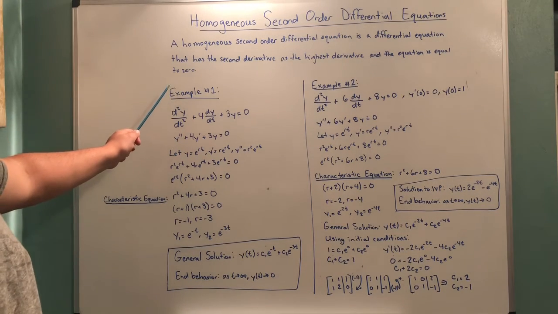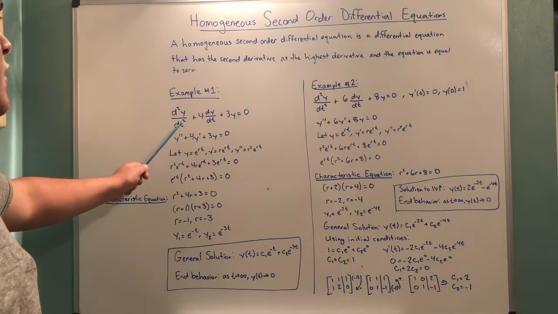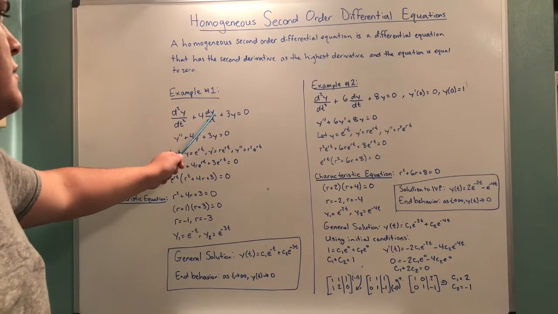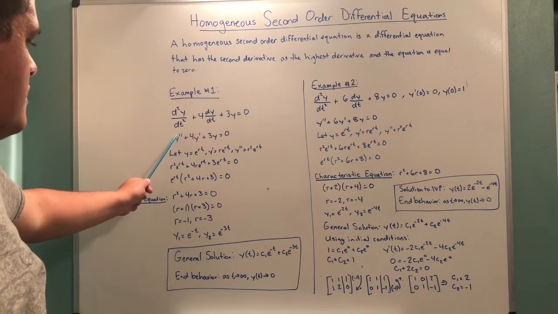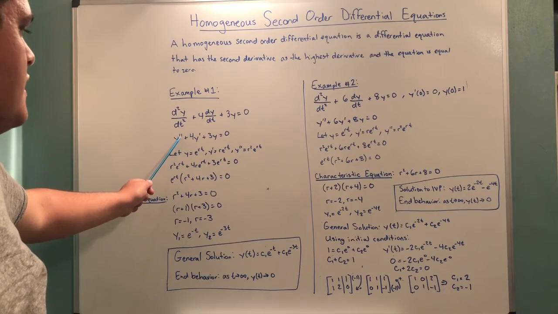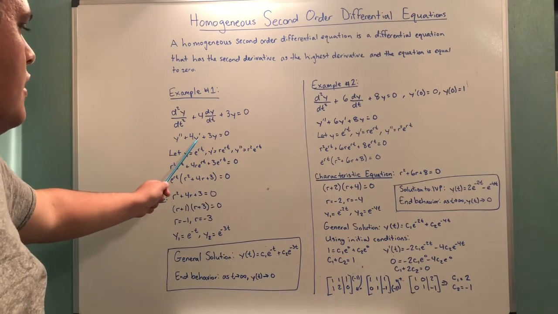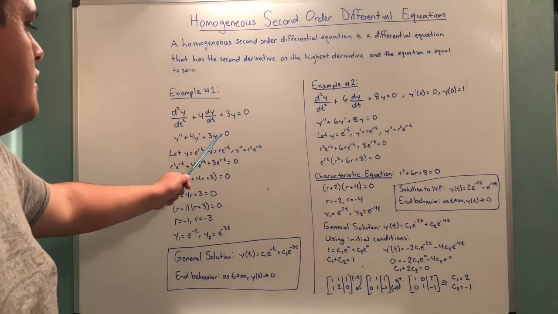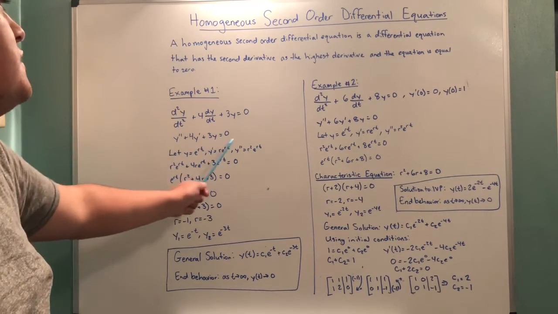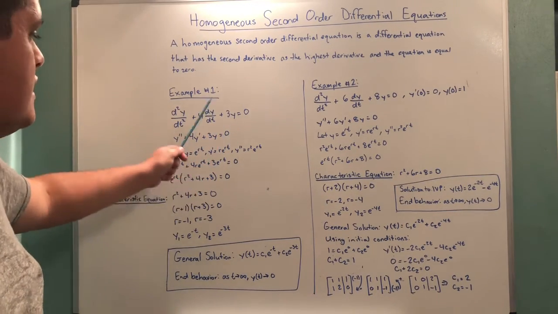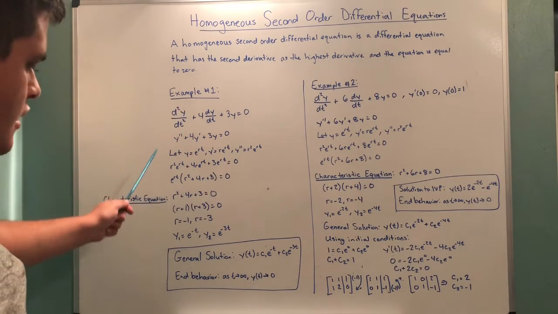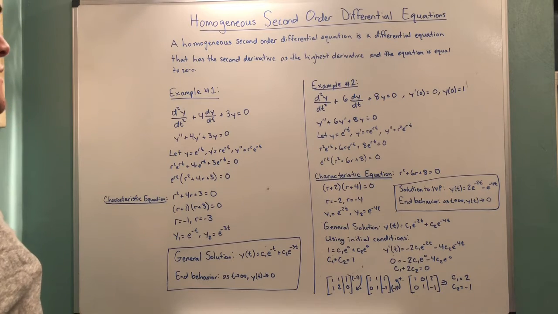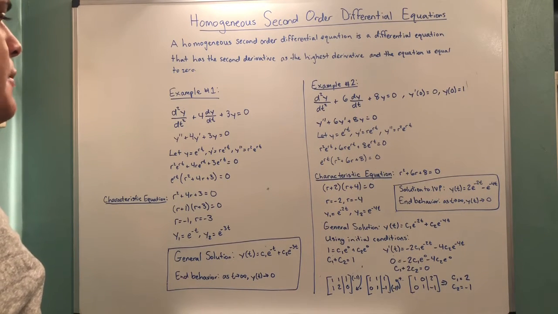For our first example, we have d squared y over dt squared plus 4 dy over dt plus 3y equal to 0. This can be written as y double prime, these tick marks are prime, so this is the second derivative, y double prime plus 4y prime plus 3y equal to 0. So this is a homogeneous second order differential equation because it is equal to 0 and our highest derivative power is 2.